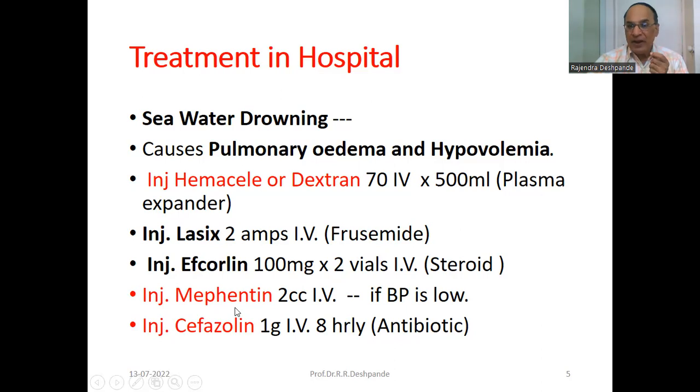Then injection Mephentine, 2 cc intravenous, everything intravenous because it is an emergency. If blood pressure is low, that is hypotension, systolic BP less than 60-70, then Mephentine injection can be given to raise the blood pressure. Again, antibiotic injection cefazolin 1 gram intravenously 8-hourly, as prevention of aspiration pneumonia.